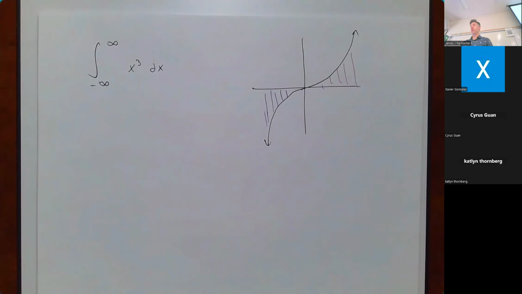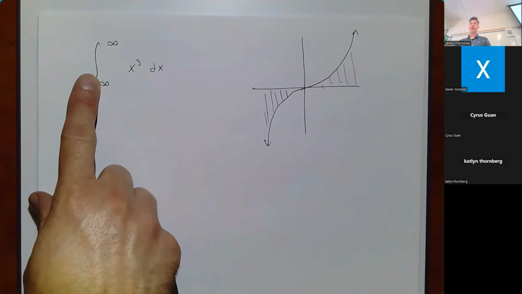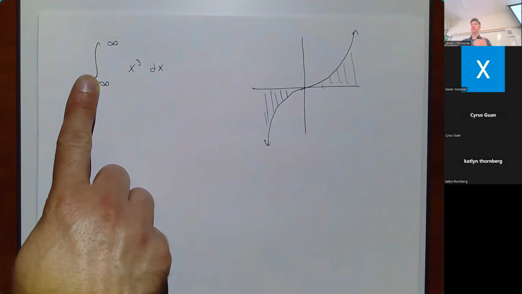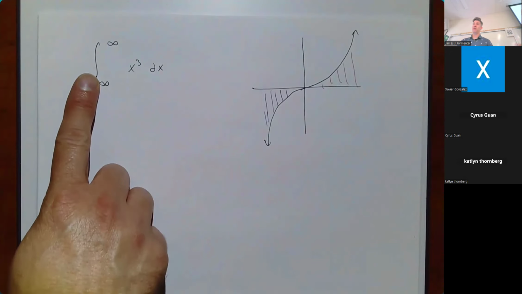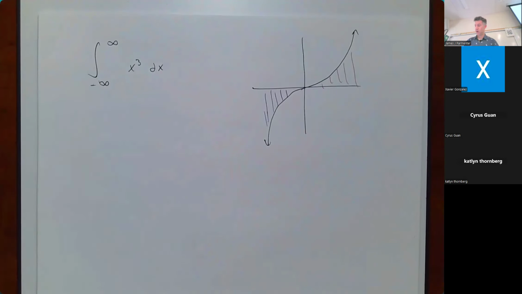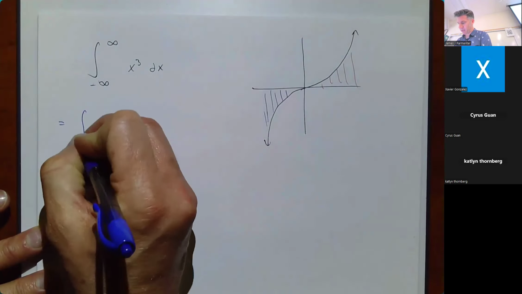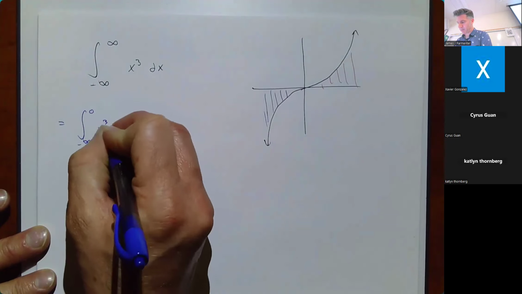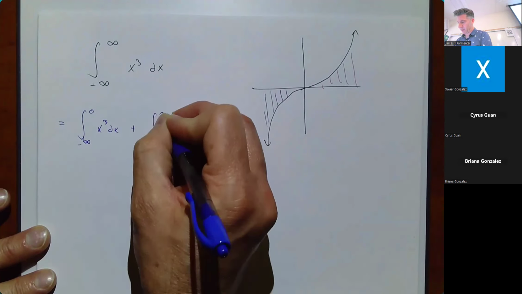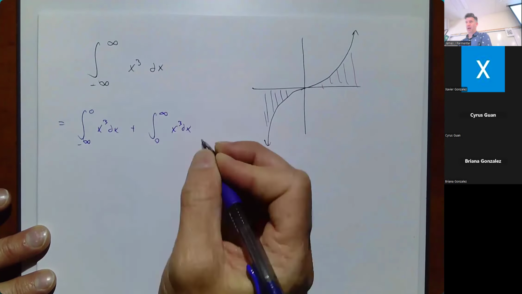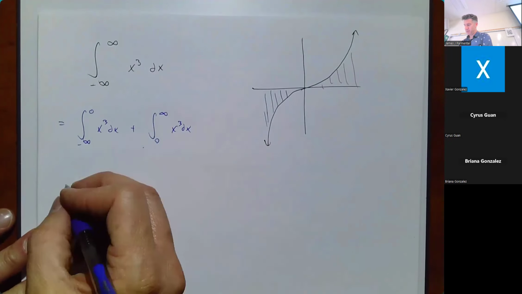So here's the deal with improper integrals. You have to deal with one piece at a time. You can't deal with two problems at once. And once one piece diverges, stop, you're done. The whole thing diverges. So for this one, if we write this as the integral from negative infinity to 0 of x cubed dx plus the integral from 0 to infinity of x cubed dx, and we look at either piece, let's do this piece.